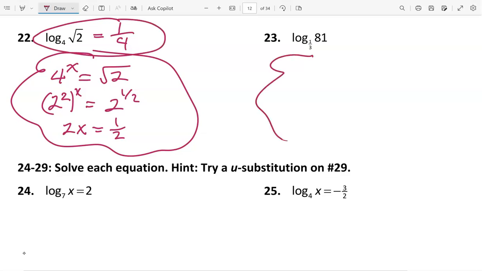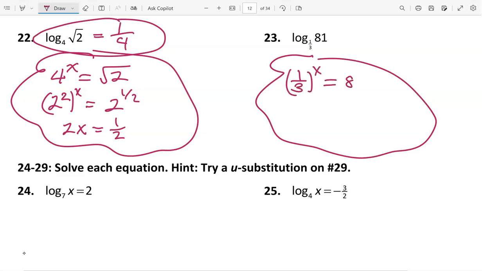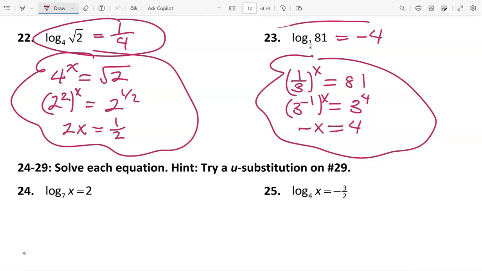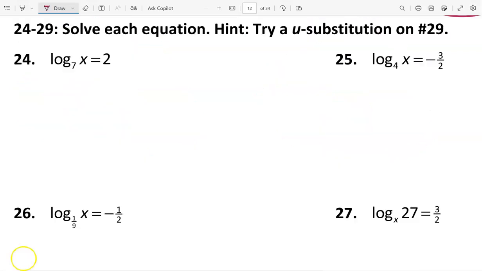In number 23, our base is 1/3 raised to an unknown exponent equals 81. 1/3 is the same as 3 to the -1, and 81 is the same as 3 to the 4th power. So if we equate our exponents, -x is equal to 4, and that means the value of this logarithm is -4.